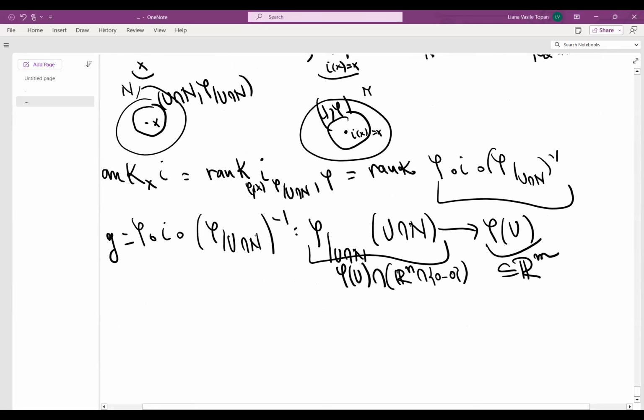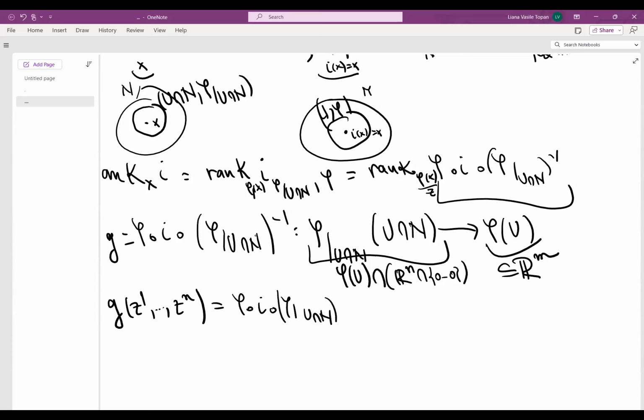So, okay, this is how we define the submanifold. So let's see what we want: the rank of this map. Well, at some point here, phi of X, whatever. I'm going to call it Z, this phi of X, so it's a little bit shorter. So what is G? I'm simply computing the expression of this function. So this is phi times I times the restriction inverse, applied on Z1, ..., Zn.